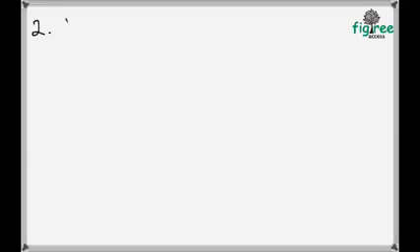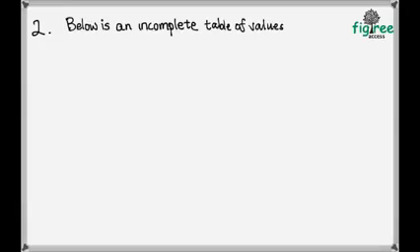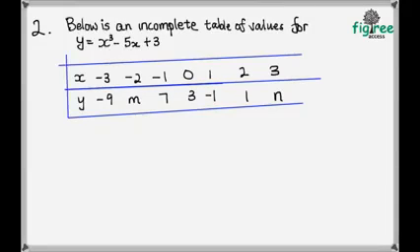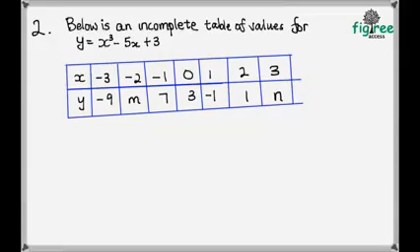Let me take an exam type question and demonstrate. Below is an incomplete table of values for the function y is equal to x to the power 3 minus 5x plus 3. This is from a past paper. This was the functional table given, and it had missing values m and n. And the question was to find the value of m and the value of n.